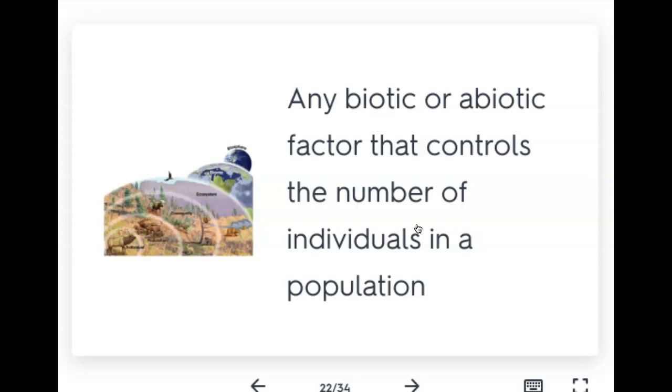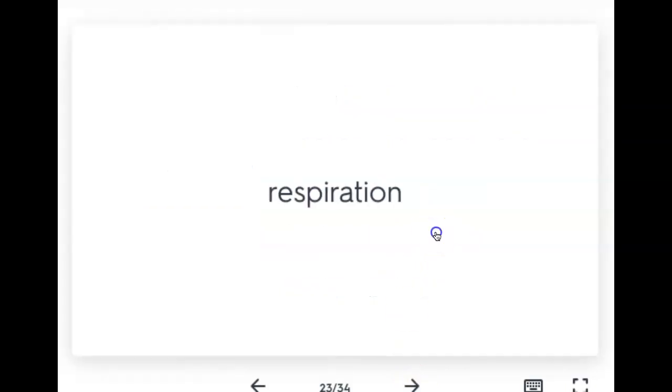Limiting factors are going to be any biotic or abiotic factor that controls the number of individuals in a population. So biotic and abiotic factors are going to be able to limit a population when they are in action.